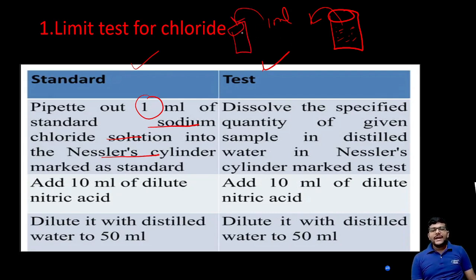Got it? And after that you have to add 10 ml of dilute nitric acid. 10 ml of dilute nitric acid means we have to dilute the nitric acid with water or with any other solvent that is suitable for the nitric acid. Now after that we have to dilute it with distilled water to 50 ml.